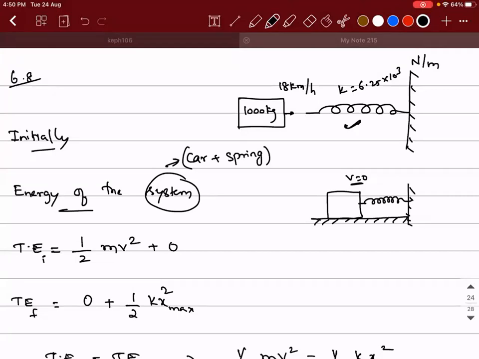Can it be potential energy of car plus kinetic energy of spring? No, it cannot be, because the potential energy of car is always going to be 0, because you're taking that as reference. If you want, you can take that also. It will get cancelled on both the sides, because initially and finally, it is on the same level only. When it is on the same level, it has the same potential energy.